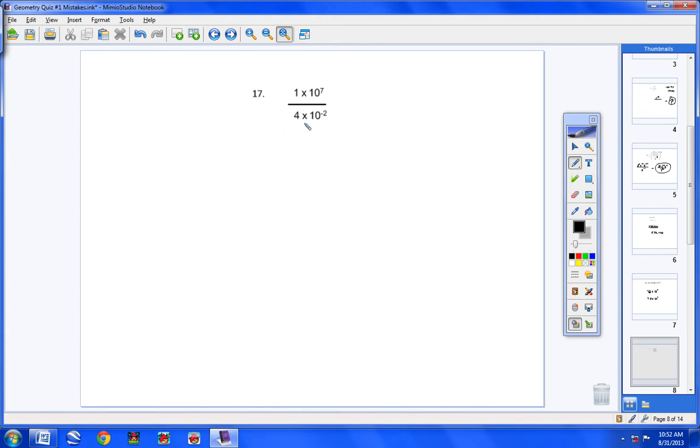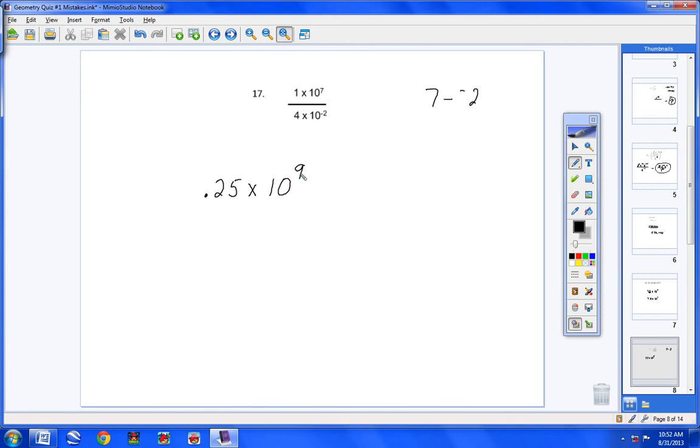Okay, number 17. Whenever you're dividing numbers that are in scientific notation, you first of all take these two numbers and you divide them. So 1 divided by 4 is 0.25. And then with your tens, you subtract the exponents. So, excuse me, with division, you subtract the exponents. So 7 minus a negative 2. 7 minus a negative 2, and that would be 9.